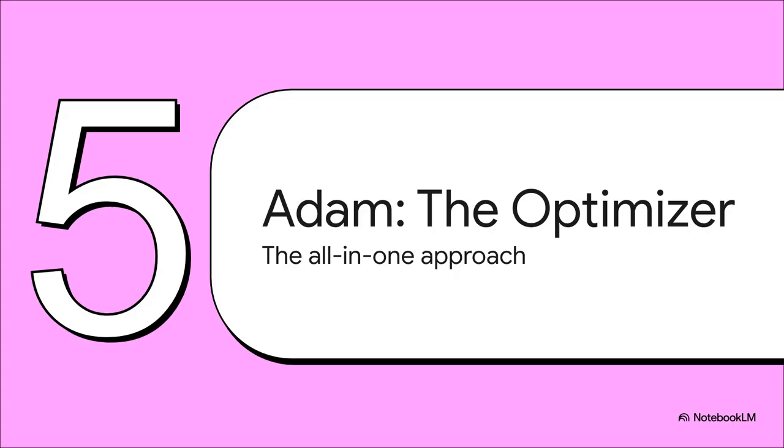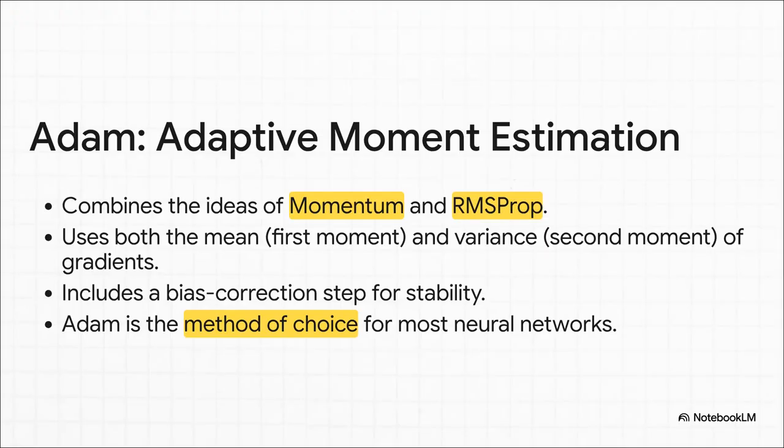So we've got momentum, which gives our hiker mass, and we have RMS Prop, which gives them adaptive footing. What if we just combine them? Well, that brings us to Adam. Adam is basically our pro hiker, equipped with all the best gear money can buy. Adam, which stands for Adaptive Moment Estimation, does exactly that. It literally takes the velocity building idea from momentum and smashes it together with the adaptive learning rates from RMS Prop. It even adds a clever little correction to make sure it works great right from the very first step.